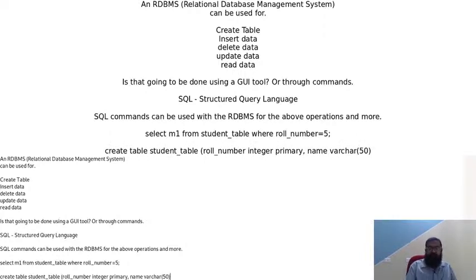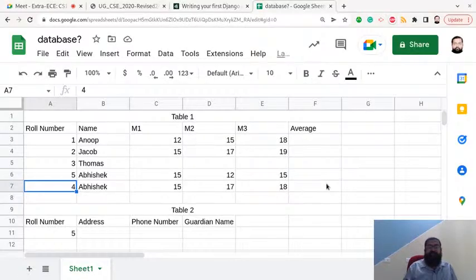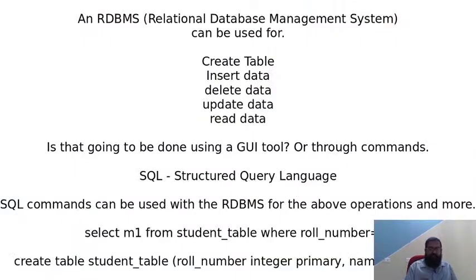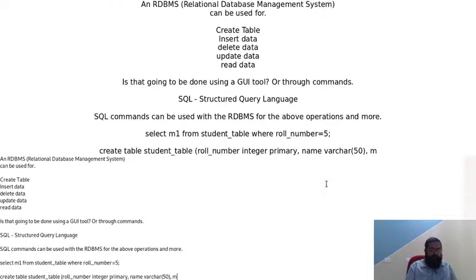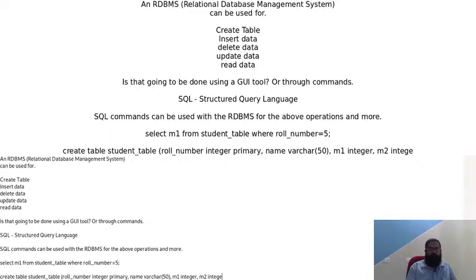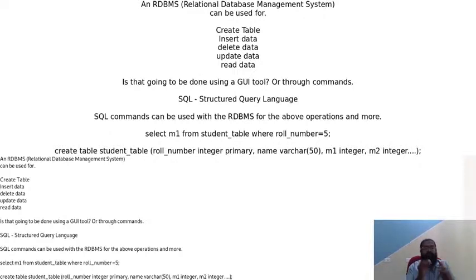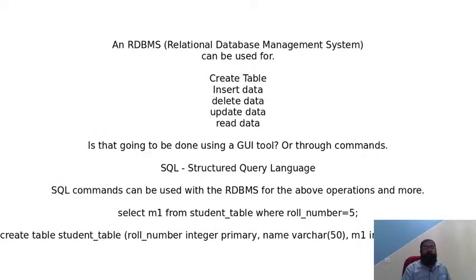Yes, sir. Okay, and then we have, let's say, integers. So m1 integer, okay, then m2 integer, and so on. Okay, so this is how we will create the table. So we have now seen one example for creating the table, one example for selecting the rows from the table.